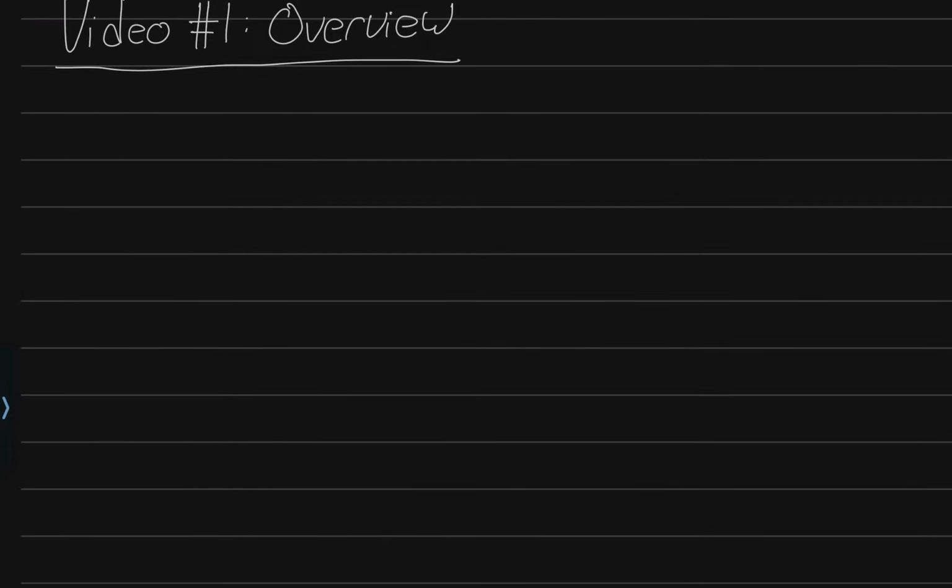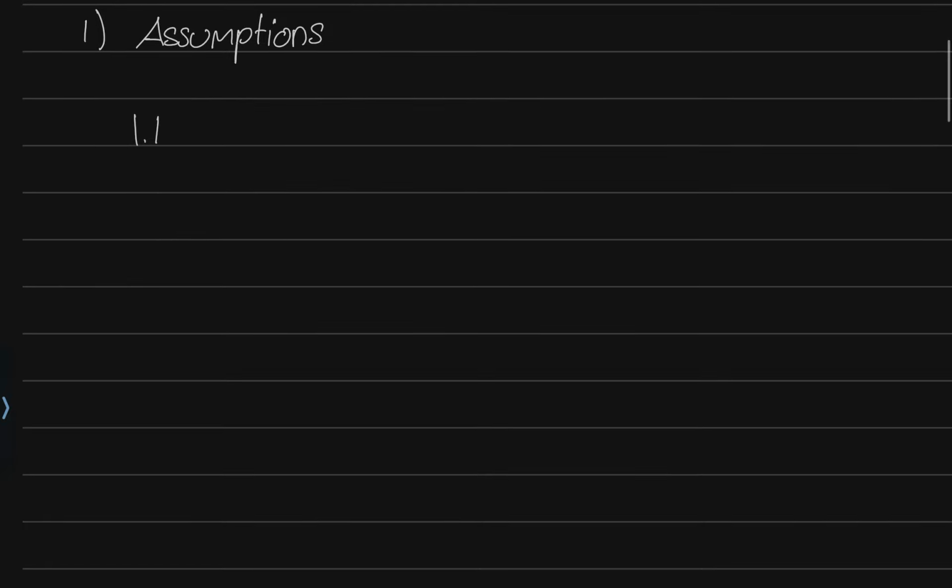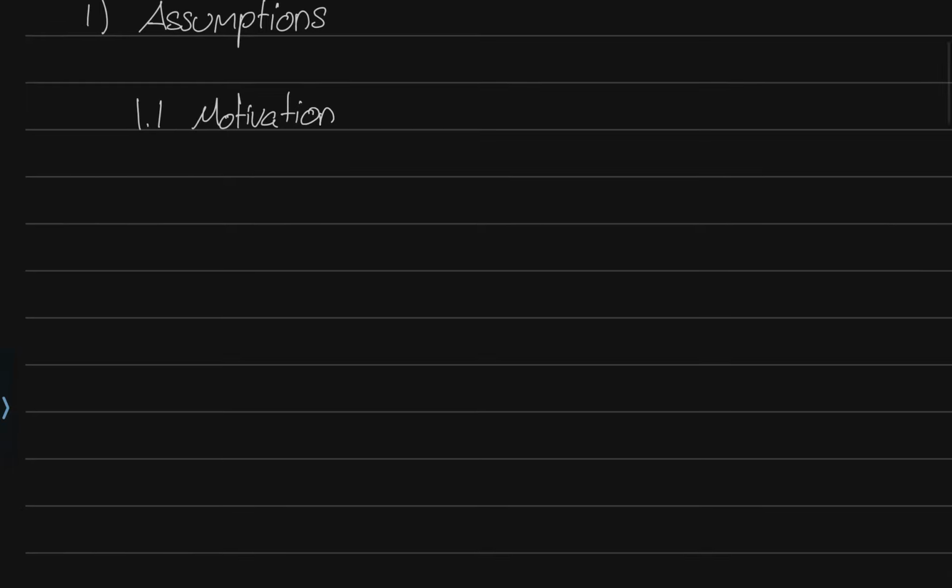in this specific video. So again, this is going to be the first video. This is the overview. And the way this is going to be structured is going to be in two parts. So initially, we're going to have our assumptions. Now, the first video is going to be talking about the motivation. Specifically, what we do differently from other financial disciplines, and why we choose to do so.